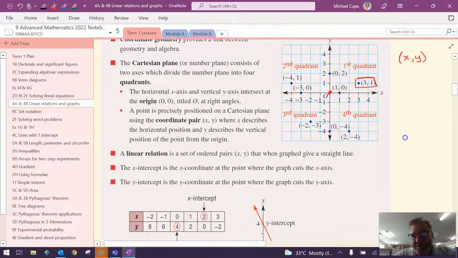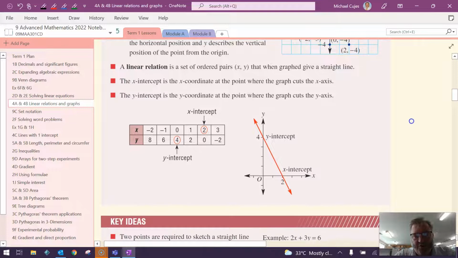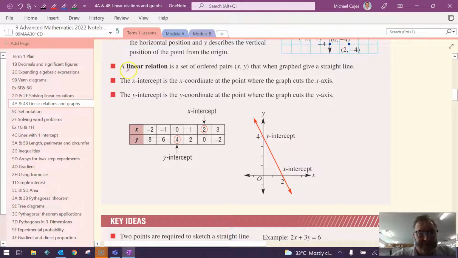What we're really interested in are straight line equations at the moment, or linear relations. Linear in maths always means straight lines. And every linear relation, in fact every relation, is just a set of ordered pairs. Linear relation ones are sets of ordered pairs that give a straight line.